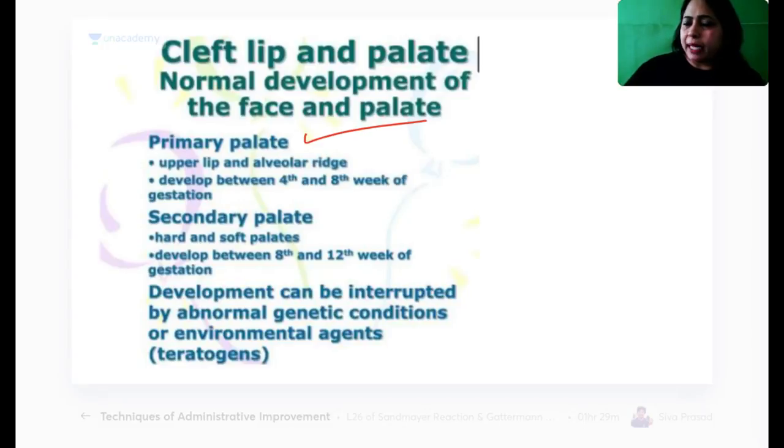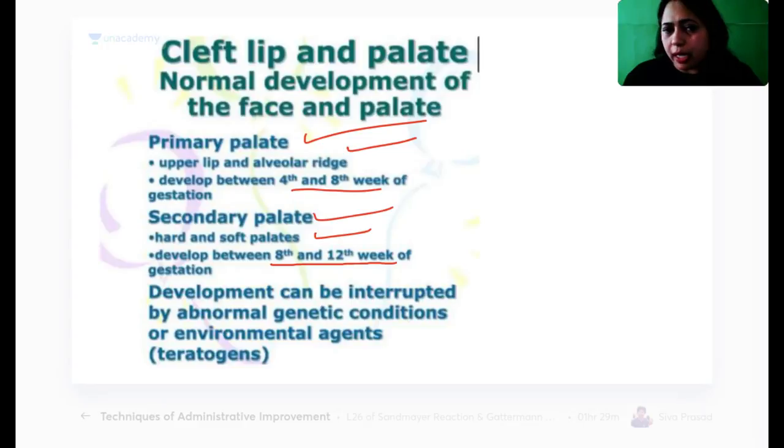So now here, primary palate, again, to just revise quickly: upper lip, alveolar ridge, and when does it develop? 4th to 8th week of gestation, okay? And it should be completed by the 12th week with the secondary palate formation. Secondary palate is the final palate. So now here it gives rise to the hard and soft palate. It develops between the 8th to 12th week of gestation.